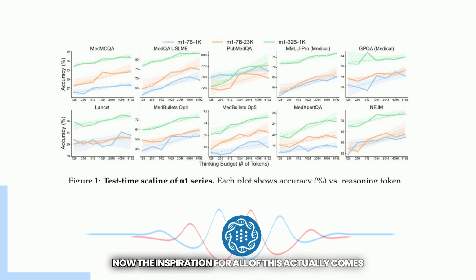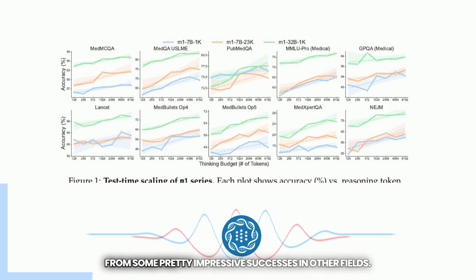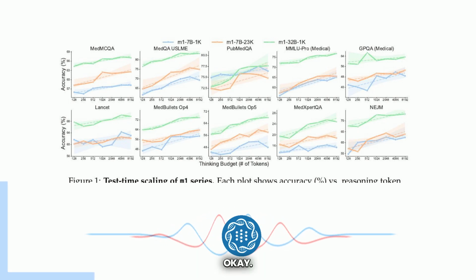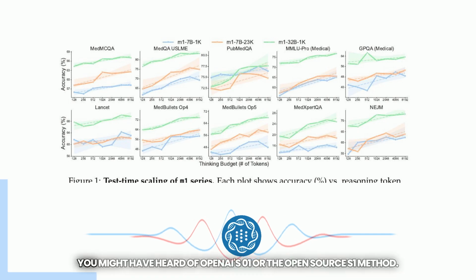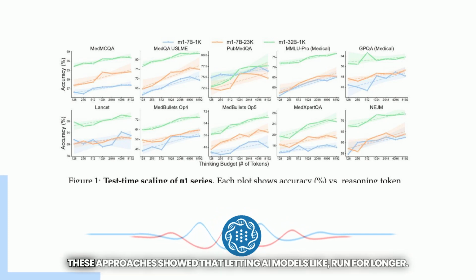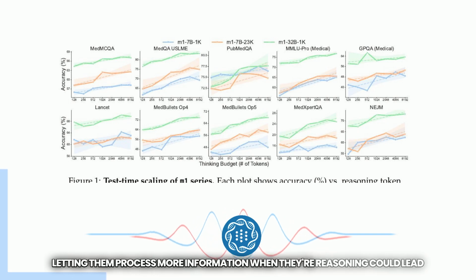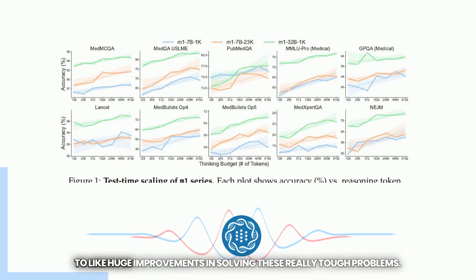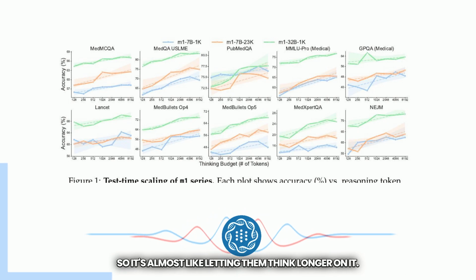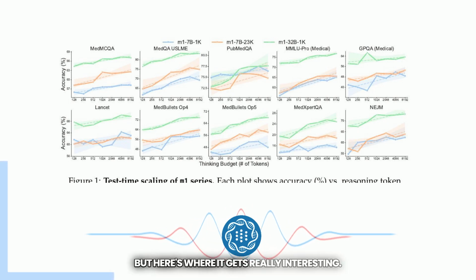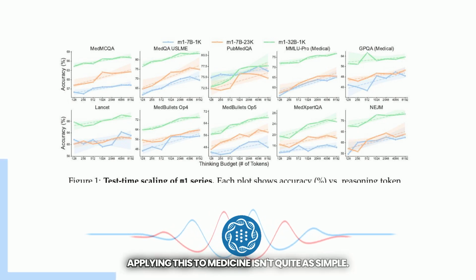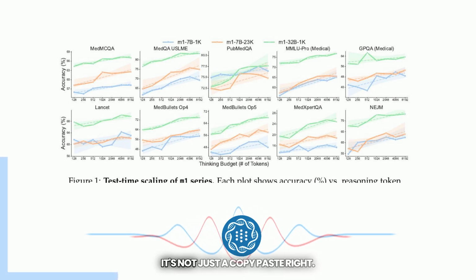Precisely. Now, the inspiration for all of this actually comes from some pretty impressive successes in other fields, particularly in math. You might have heard of OpenAI's O1 or the open source S1 method. These approaches showed that letting AI models run for longer, letting them process more information when they're reasoning, could lead to huge improvements in solving these really tough problems. So it's almost like letting them think longer on it. Yeah, basically. But here's where it gets really interesting. Applying this to medicine isn't quite as simple. It's not just a copy-paste.